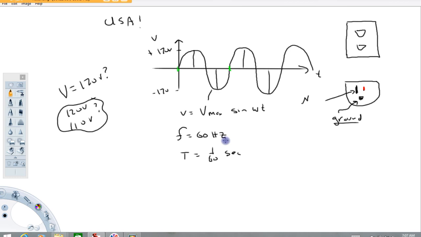So anyway, I hope that this video gives you a reasonable idea of what AC power is. The second video in this series will describe the relationship between the 120 and the 170.